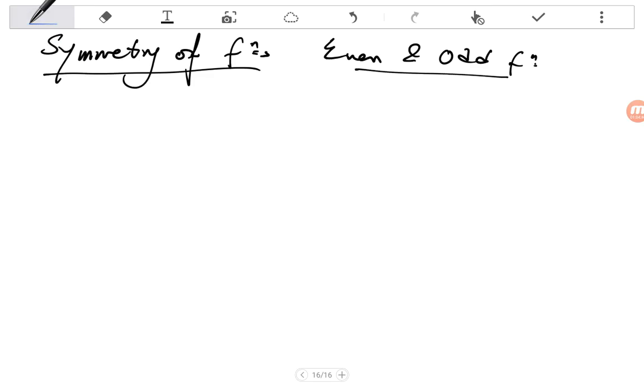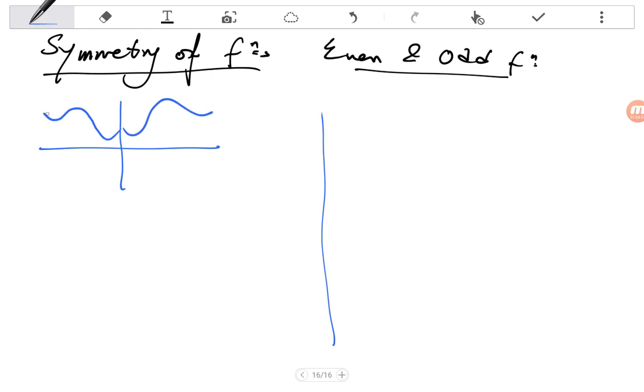We will learn another property of functions, which is called symmetry in functions, or even and odd functions. We have two types of functions. A function which is symmetric about the y-axis, as if there is a mirror about the y-axis, is called an even function.